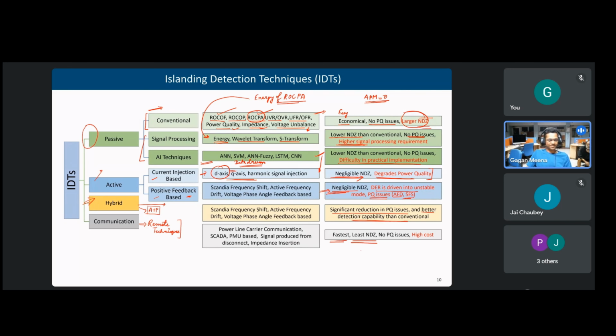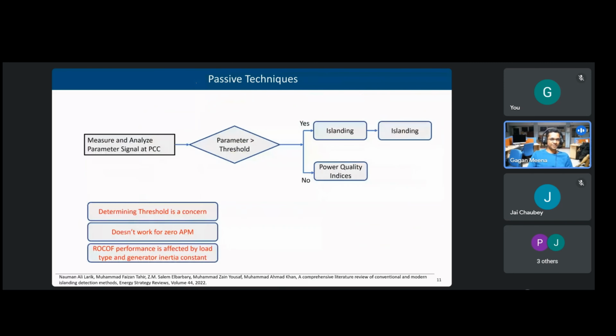If it is a voltage unbalance based technique, then we will measure the voltages and compute V2 by V1, the negative sequence voltage and positive sequence voltage. So we will measure the appropriate signals, analyze them, and then check their value with respect to a threshold, which is a predefined value which we have to decide. If the value of the parameter is greater than the threshold, then there is an islanding.